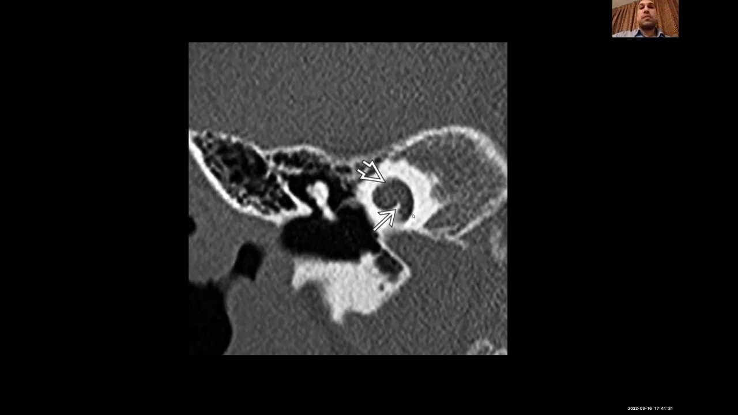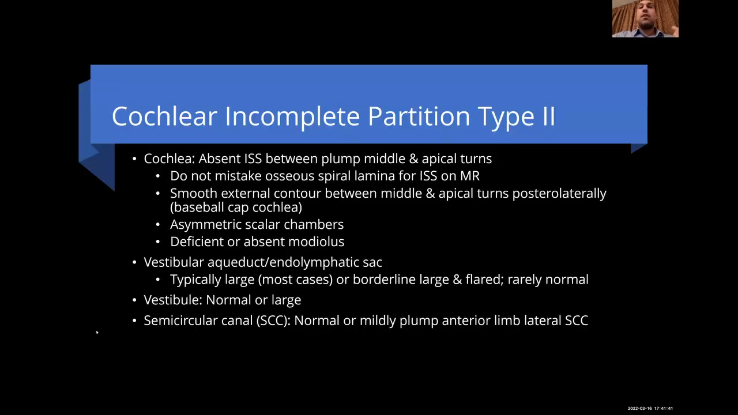This is 1.5 turns. The septum is not present; it is present only in the basal turn, so it is 1.5 turns, not 2.5 turns. Absent interscalar septum between the middle and apical turns. Don't mistake the osseous spiral lamina for the interscalar septum. Smooth external contour. Vestibular aqueduct and endolymphatic sac typically enlarged. Vestibule normal. Semicircular canal normal or mildly enlarged, anterior limb of the lateral semicircular canal. So it is 1.5 turns.